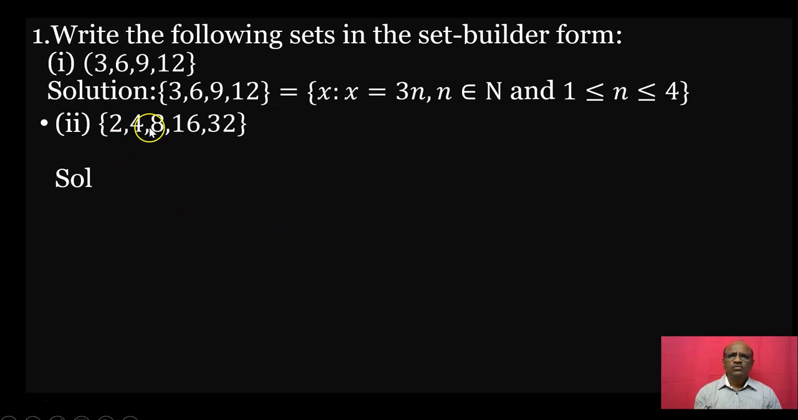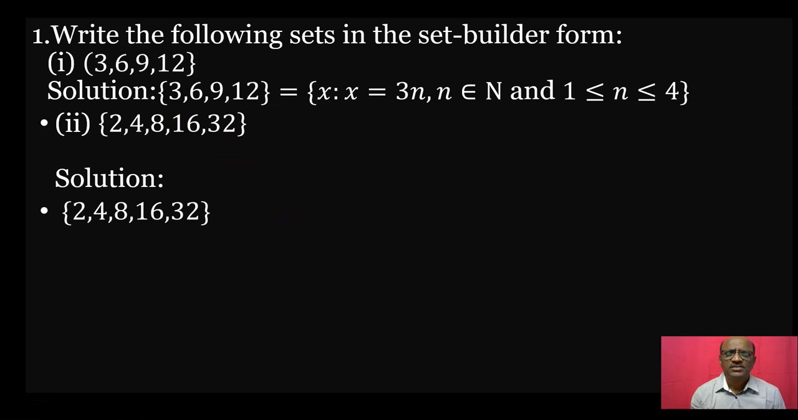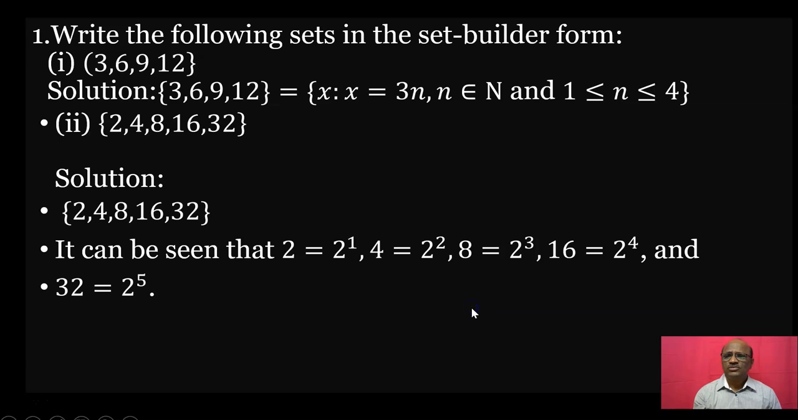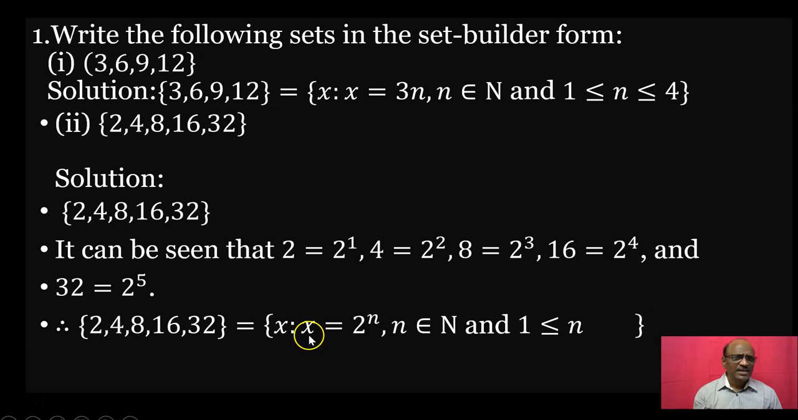Next question. 2, 4, 8, 16, 32. Now, it can be seen that 2 is equal to 2 raised to 1, 4 is equal to 2 raised to 2, 8 is equal to 2 raised to 3, 16 is equal to 2 raised to 4, and 32 is equal to 2 raised to 5. Therefore, {2, 4, 8, 16, 32} is equal to x such that x is equal to 2 raised to n, and n belongs to the set of natural numbers, and the value of n lies between 1 and 5, equal to 1 and equal to 5 also.